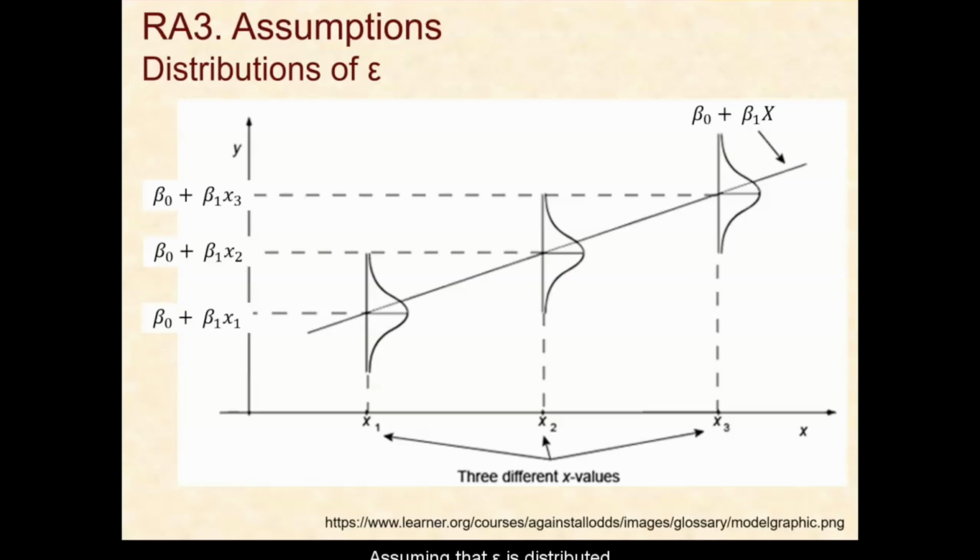Assuming that epsilon is distributed normally with a mean of 0 and a standard deviation of sigma means that the y values are coming from a series of normal distributions. All the normal distributions have the same standard deviation, sigma. The y values come from a ridge of normal distributions centered around the regression line. For the process, we assume the y values are normally scattered around this line with a common standard deviation, and for every value of x. This is what the assumptions about epsilon look like for regression.